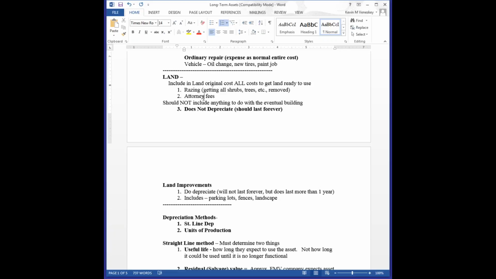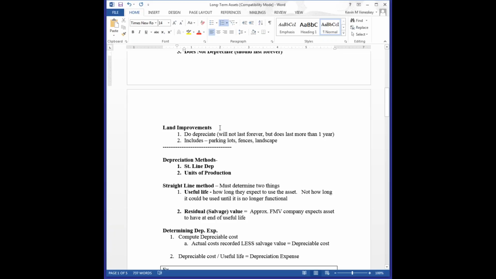Your expenses are supposed to show people looking at your books what kind of costs you are incurring on a normal basis to increase your revenue. The purchase of land and using an attorney for that probably isn't a normal every year expense. So that's why we just include it in the land cost.